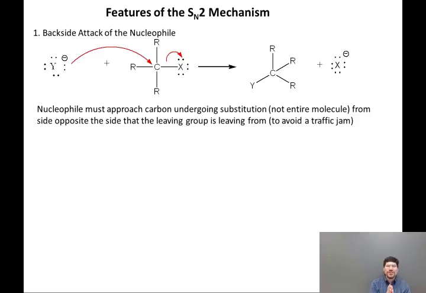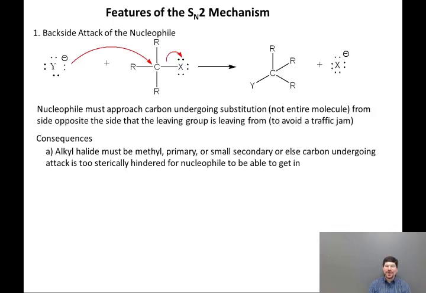Notice I said the nucleophile must approach the carbon undergoing substitution and not the entire molecule. Some students make a mistake, and when they're dealing with larger molecules that have to undergo SN2, they try to have the nucleophile attack the left-hand most carbon in the entire molecule. No, the nucleophile has to attack the carbon that contains the leaving group, so be careful about that one.